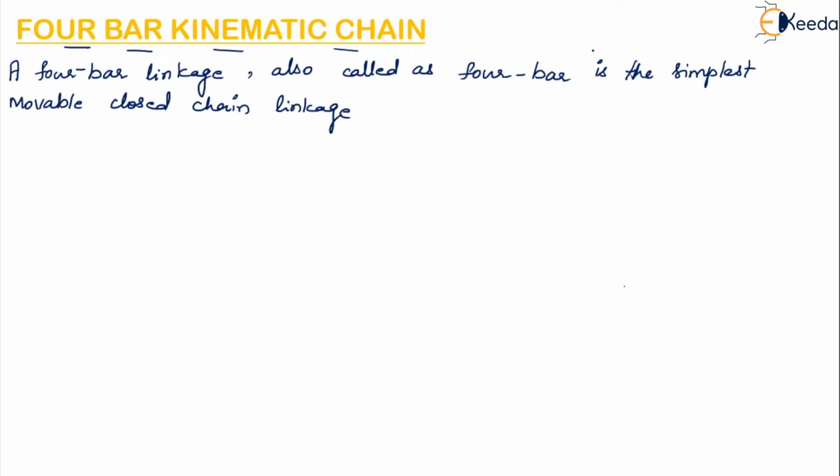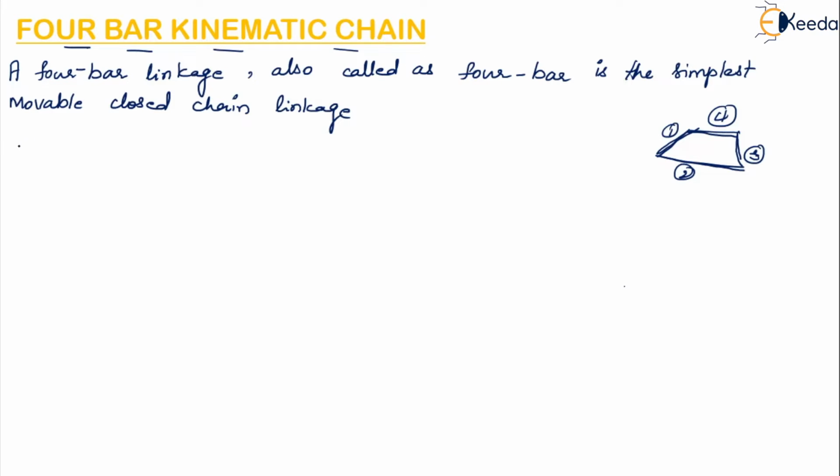So 4-bar means there are 4 elements. So this is the first, second, third and fourth. So there are 4 elements which are movable and they form a closed linkage. So you can see there is a closed loop formed here. So this is called a closed chain linkage.